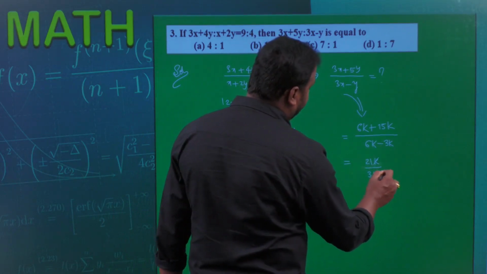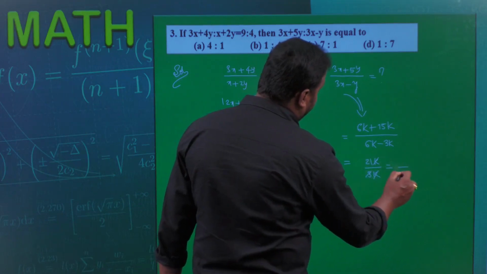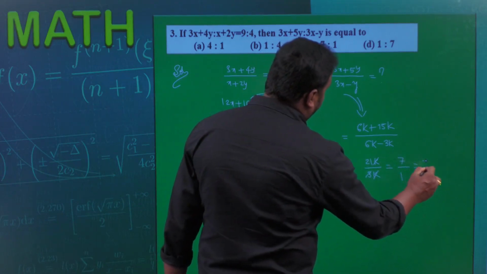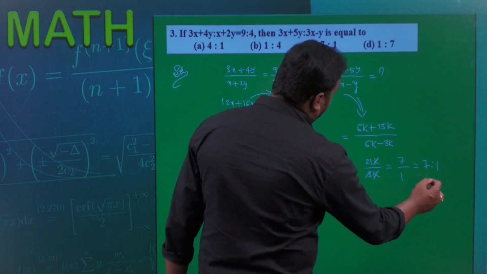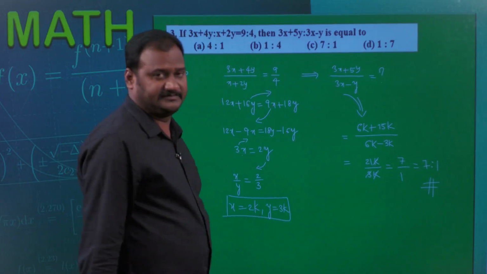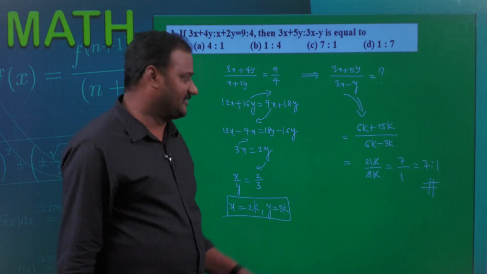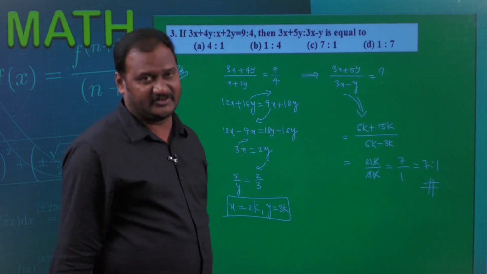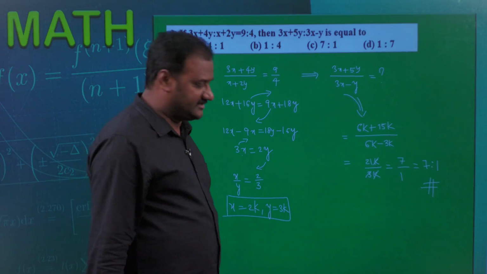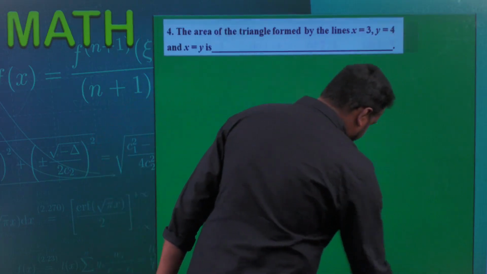Can we cancel 3 and k? 3 1s are 3, 3 7s are 21. So the final ratio is going to be 7:1. In fact, this problem should be given for 2 marks, but it was given for 1 mark. Fine. This is the way to answer the problem. Right? Moving on to the next one.